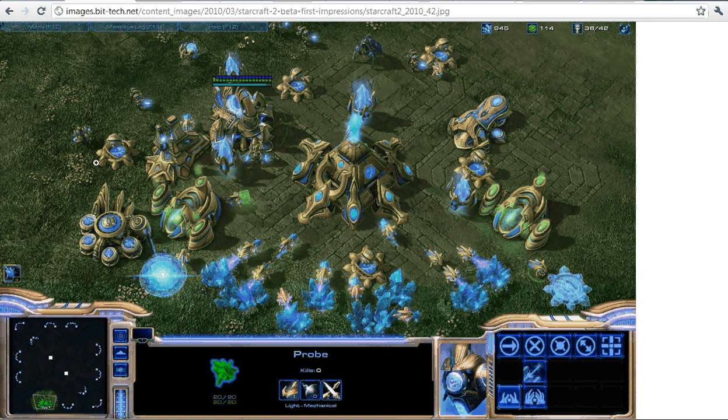Now if you have no idea what I'm talking about, this right here is a screenshot from a computer game called StarCraft 2 that was released earlier this year. And in this game there are lots of things that we want to be graphing, lots of things that we want to know the status of across the dimension of time.